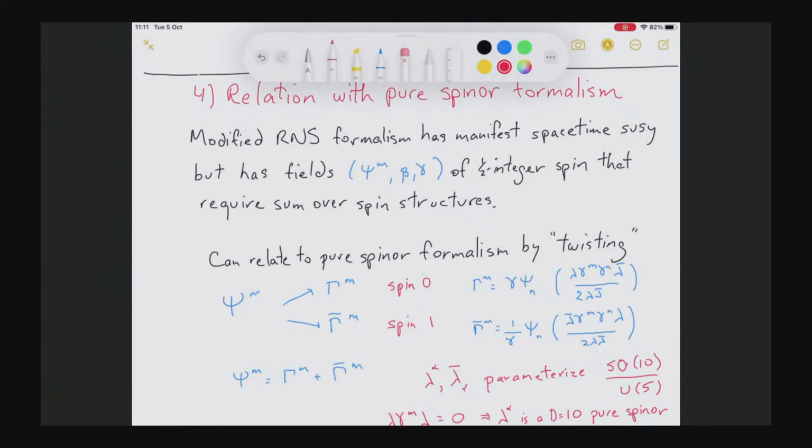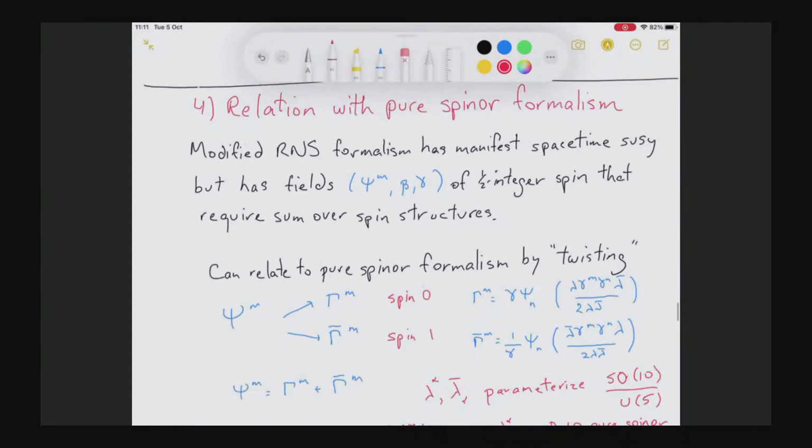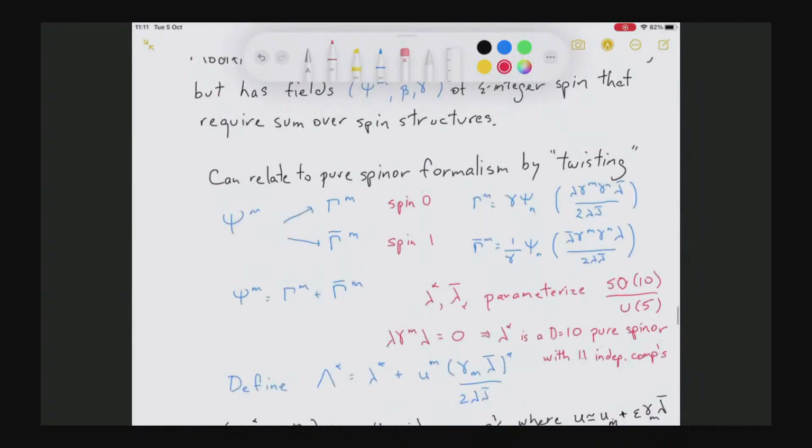But now, if you want to relate the two, you have to do some kind of twisting because you somehow have to get rid of the half integer spin. And the way we're going to do this is we're going to twist the psi's into fermionic fields which have just integer spin. So of course, if we didn't have pure spinors, that would break Lorentz symmetry. So we have to choose 5 complex pairs of the psi's, which of course breaks the SO10 down to U5. But the pure spinor essentially parameterizes how you break SO10 to U5.